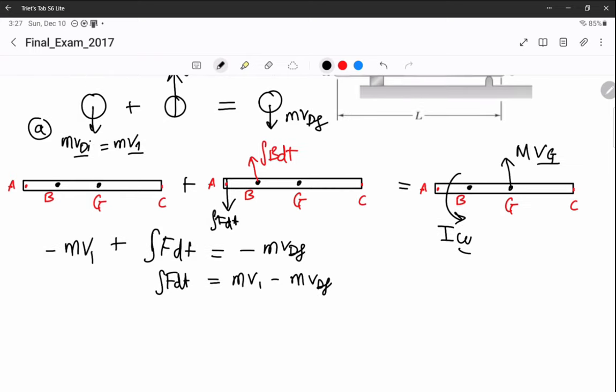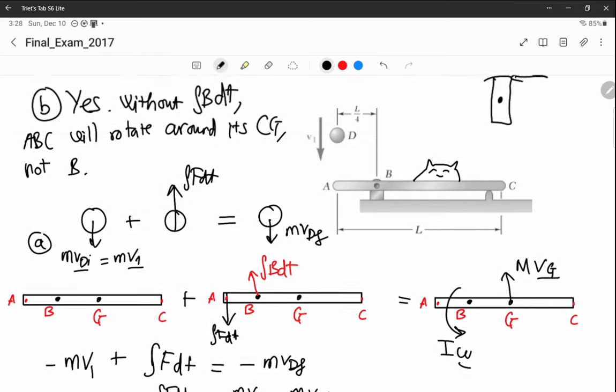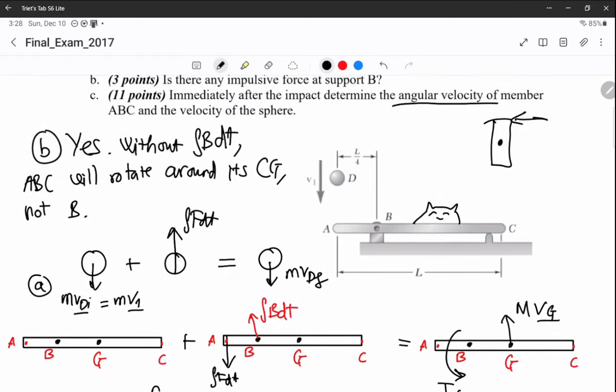That's one. And then for this guy here, you're going to do the moment around point B. So you have zero. The integral F dt is going to make it counterclockwise, so that's positive, integral F dt times the length AB, which is L over 4.